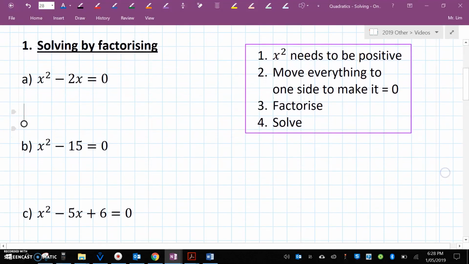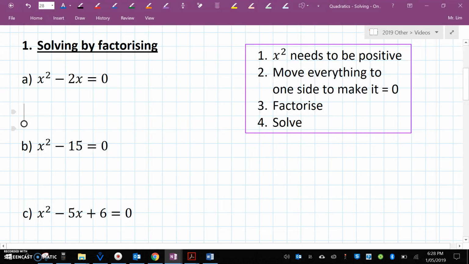There are four main steps to do this. First, we need to make sure that x squared is positive. If it's not, then we need to move that to the other side. So we need to make sure that we move everything to one side to make it equal to 0. Then factorize, and then we can solve. We need to make it equal to 0 because that makes it easy for us to work out what x is equal to. So in question A, we have x squared minus 2x is equal to 0.